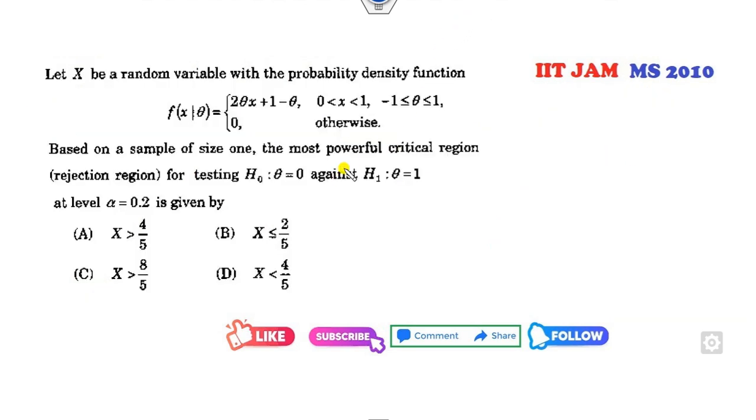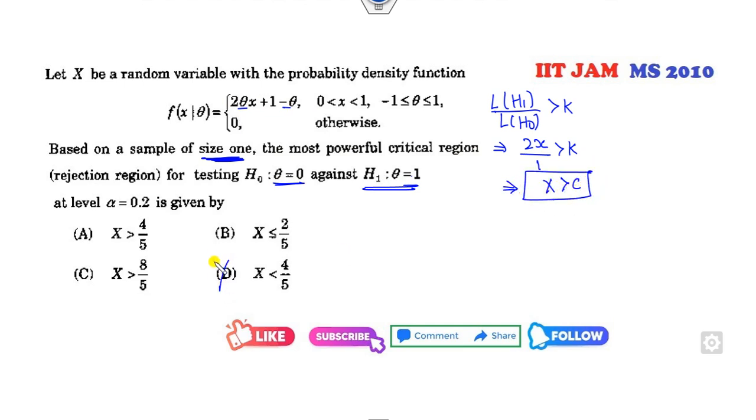Okay, look at this another one. Again, based on the sample size 1, x must be greater than something. So what is the h1 over h naught? So h1, theta is equal to 1, it's 2x, divided by, when theta is equal to 0, it is only 1. So that means your critical region is x is greater than c form. So this option cancels out.